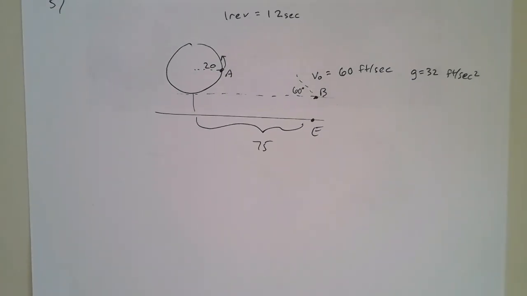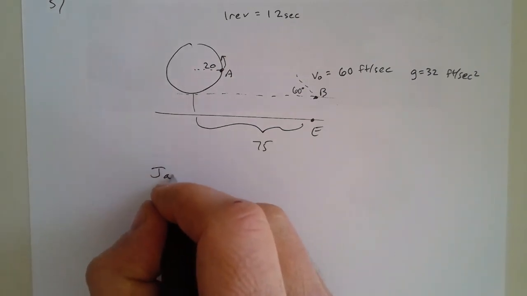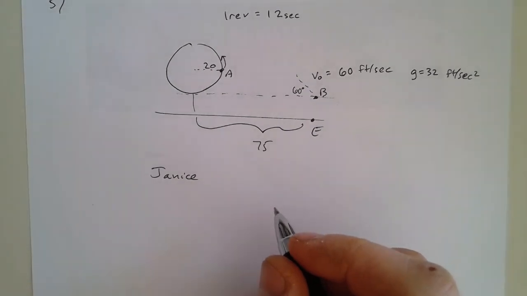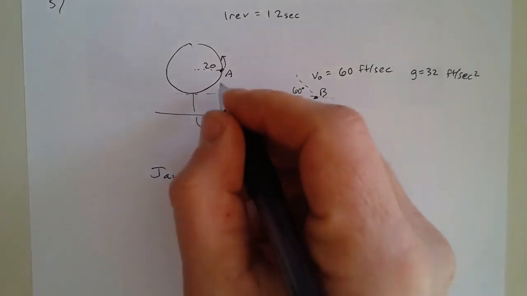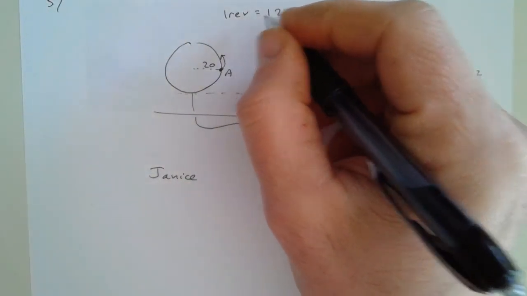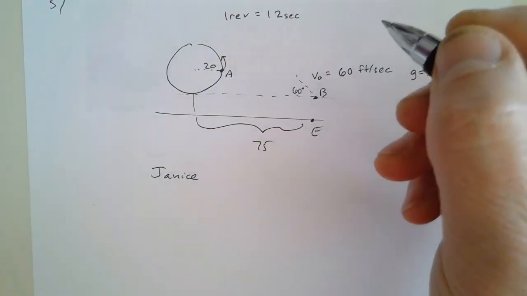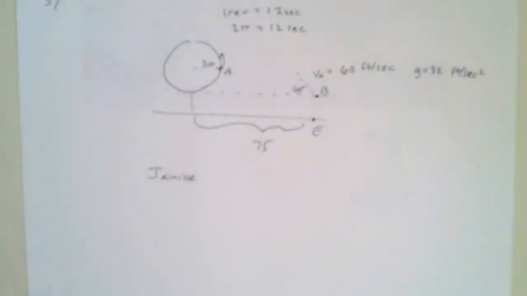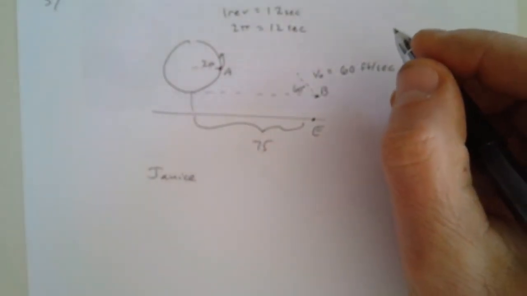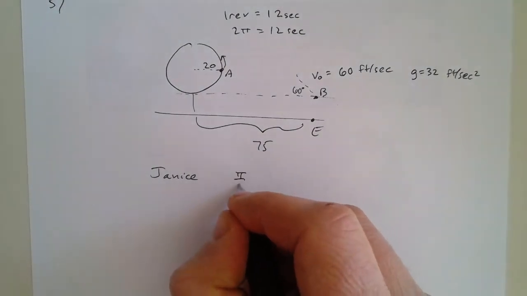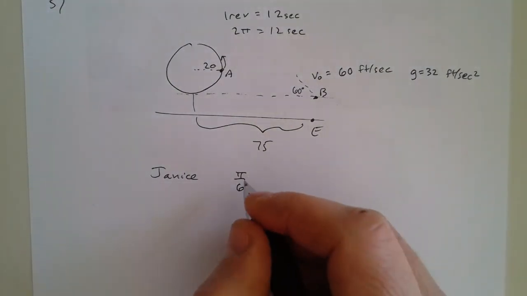Okay, let's see. If we're going to look at this, we're going to look at where Janice is. As we look at this here, Janice is going to be starting here. So one revolution every 12 seconds, so that's 2 pi in 12 seconds. If we're thinking about that, that's going to help us out here, and once we eventually get our scalar, it's going to be pi over 6 as our scalar for the angle.